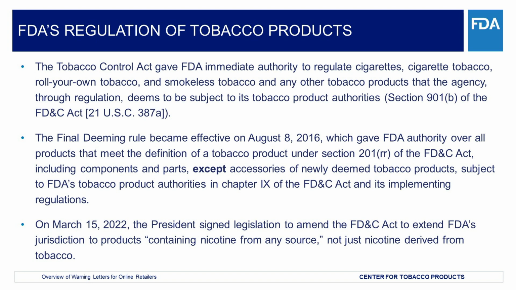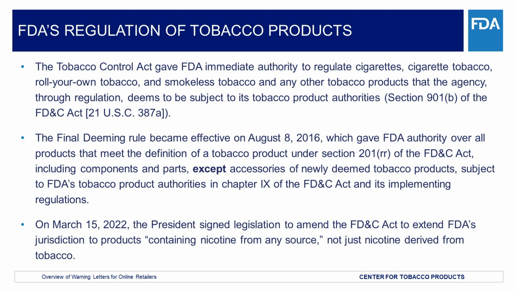The FD&C Act, as amended by the Family Smoking Prevention and Tobacco Control Act, also known as the Tobacco Control Act, gives FDA broad authority to regulate the manufacture, sale, distribution, and marketing of tobacco products. The Tobacco Control Act gave FDA immediate authority to regulate cigarettes, cigarette tobacco, roll-your-own tobacco, and smokeless tobacco under Chapter 9 of the FD&C Act. The FD&C Act also allows FDA, through regulation, to deem any other tobacco products subject to its tobacco product authorities.